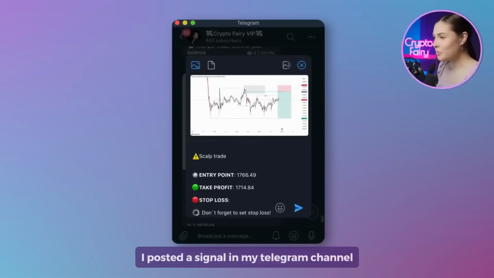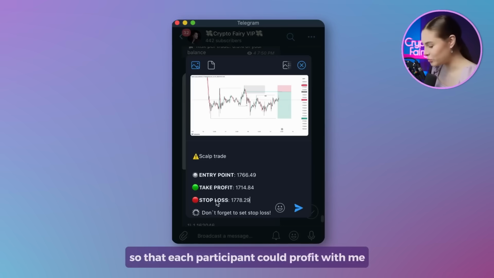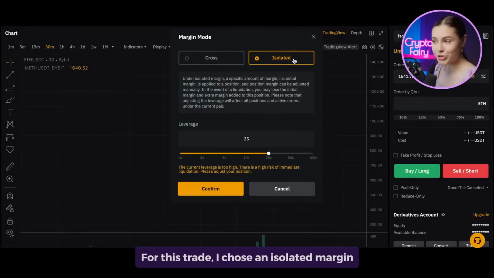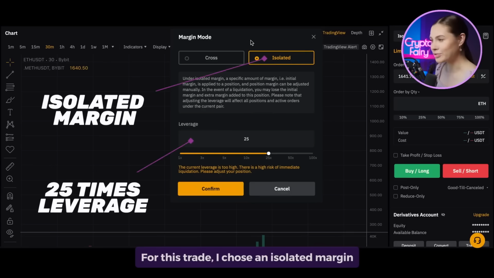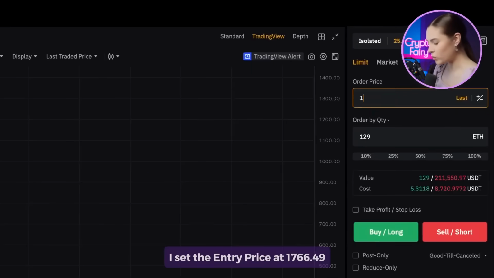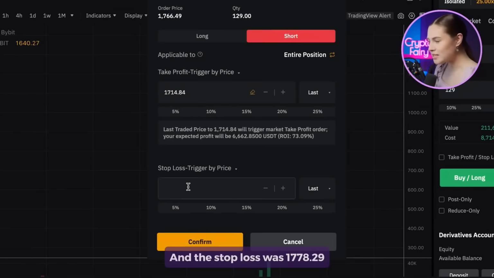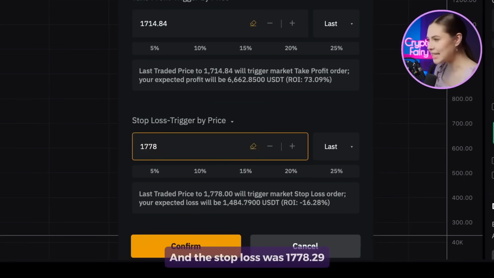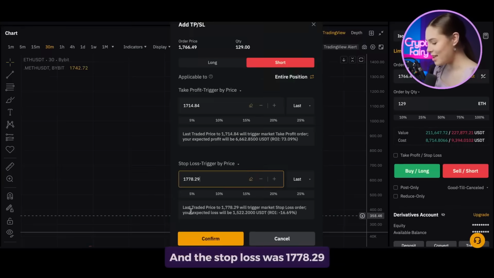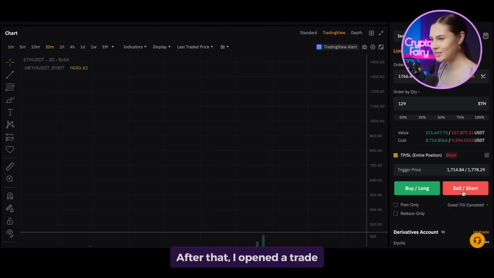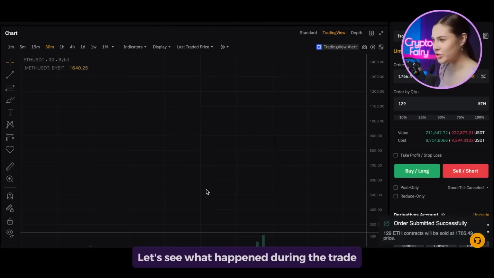Of course, I posted a signal in my Telegram channel so that each participant could profit with me. For this trade, I chose an isolated margin. I set the entry price at 1,766.49. The take profit was 1,714.84, and the stop loss was 1,778.29. After that, I opened a trade. Let's see what happened during the trade.